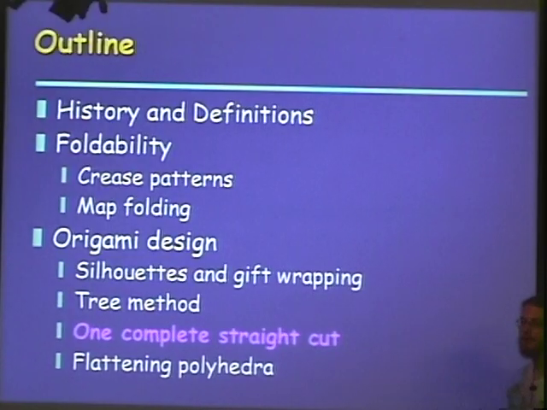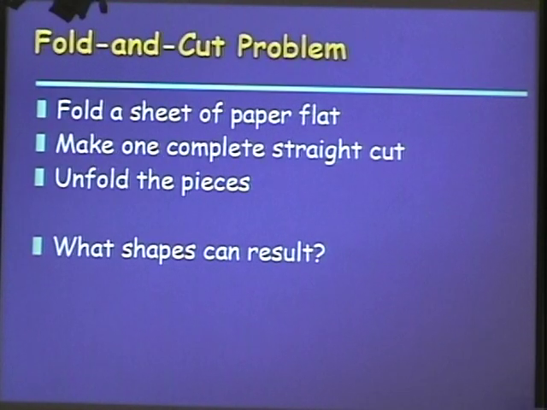The next topic turns out to be more related than you may expect. It's called folding in one straight cut. It's a very natural problem. It's the first problem I worked on in origami. It goes like this. I take a rectangular piece of paper. The shape isn't really that important. I fold it flat, however I like. I take my scissors, and I make one complete straight cut.